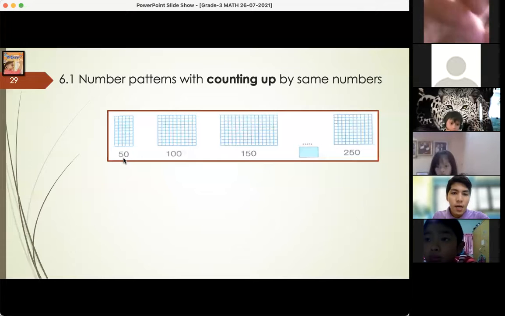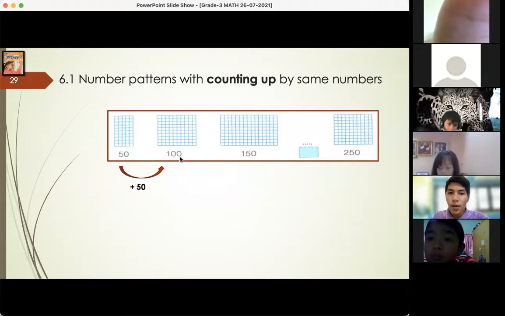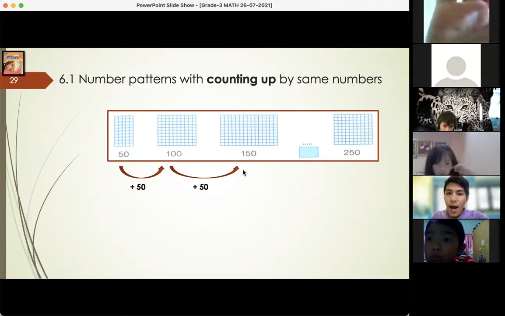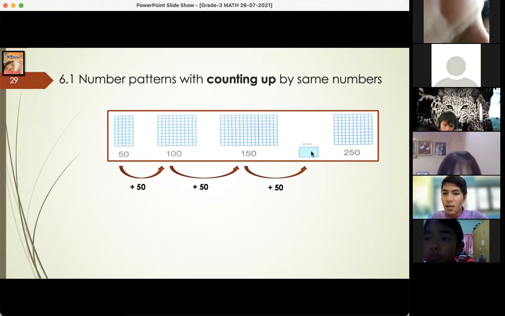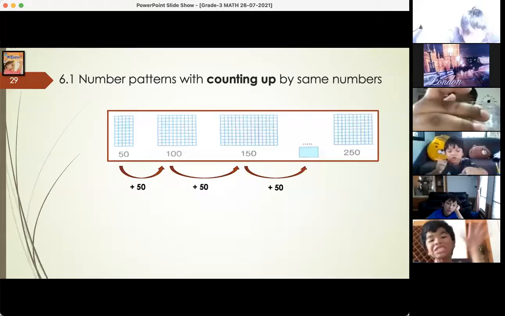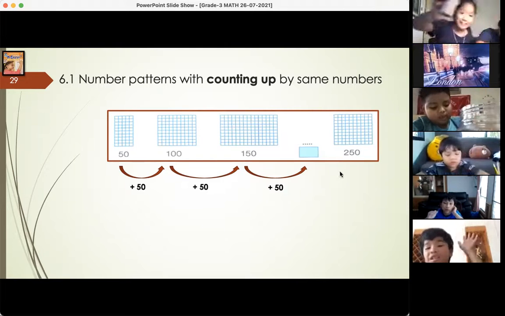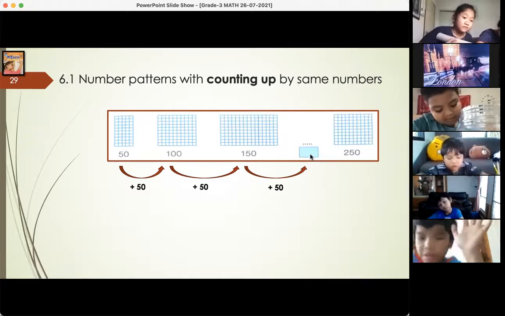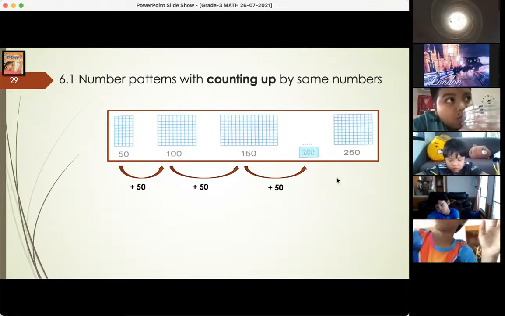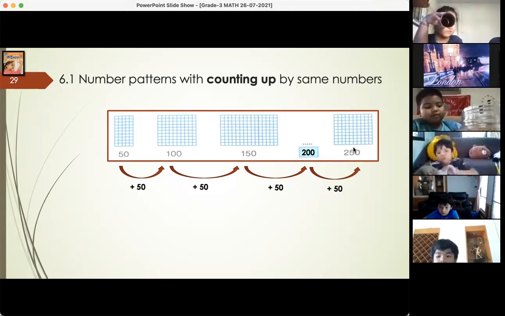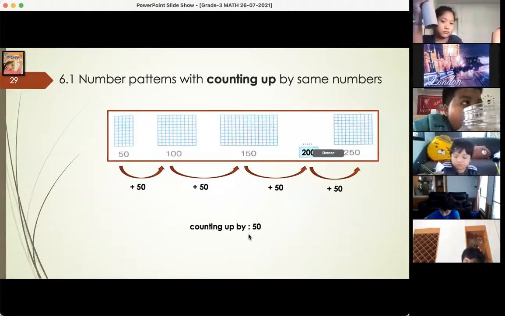So if we have 50 here, we add 50, we can get 100. And then 100, add another 50, we can get 150. And then 150, add another 50. What will be the number here in the box? Who wants to try? In the box, what is the next number here? If we add 50. Now, Garfield, what is the number here? 200. Correct. Very good. So you are going to put 200, and then 200, add another 50, we can get 250. So did you get it? This is counting up by 50.